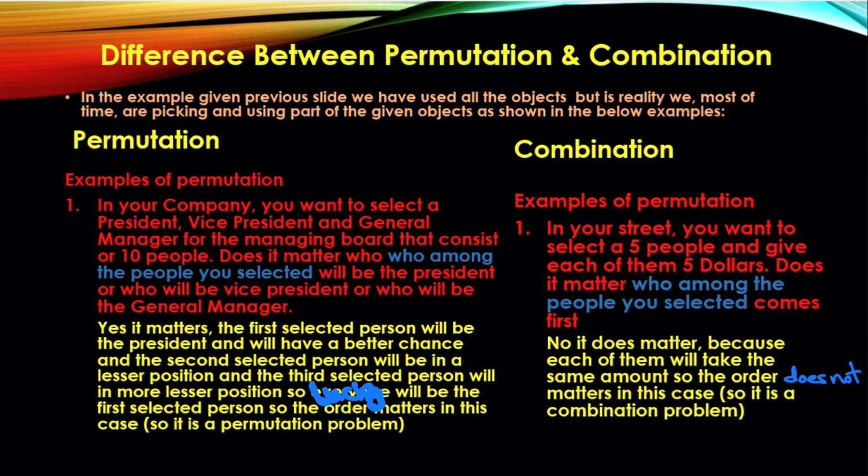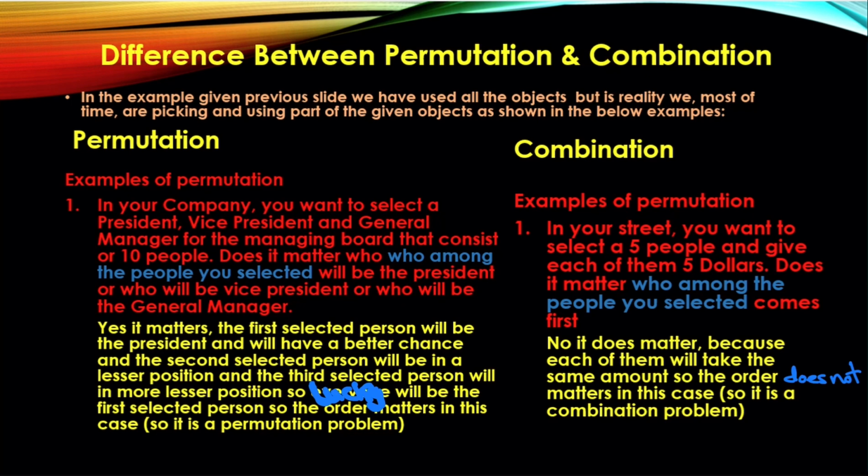Some examples on permutation: in a company, you want to select a president, vice president, and general manager for managing the board of this company. You have a managing board who's ruling the company, who's managing the company, and it has three members: the president, vice president, and general manager. Okay, and you want to select them.